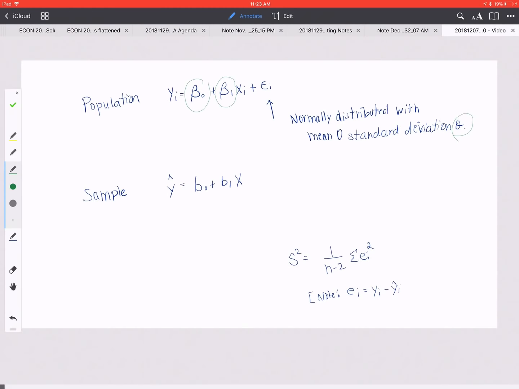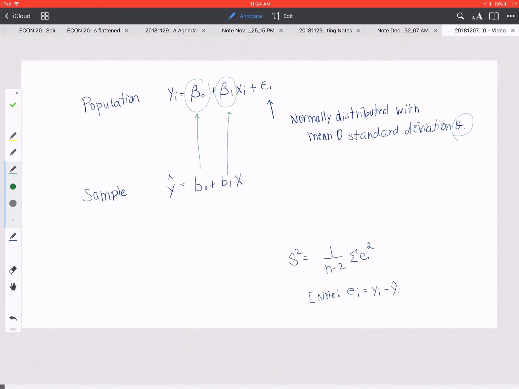Below, you can see the least squares regression line that we estimate using a sample. B0 is used to estimate beta 0. B1 is used to estimate beta 1. And finally, we have the disturbance term, which is normally distributed with a mean of 0 and a standard deviation of sigma. Sigma is our third population parameter.